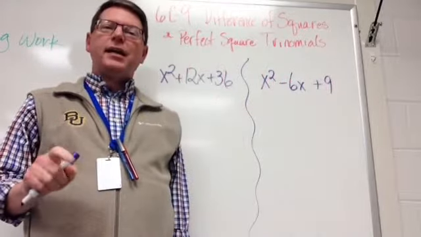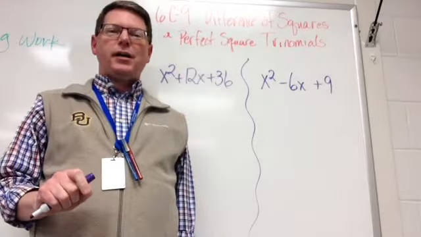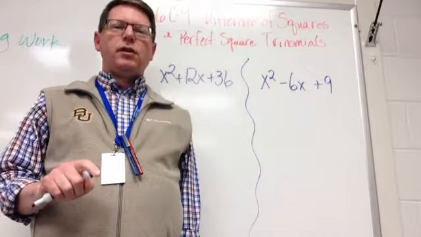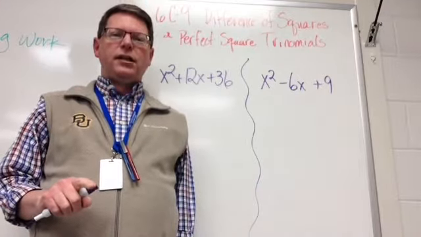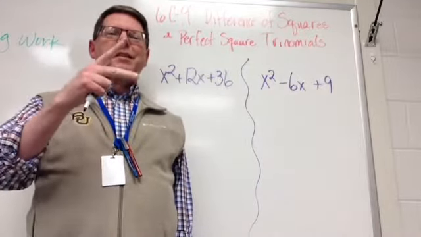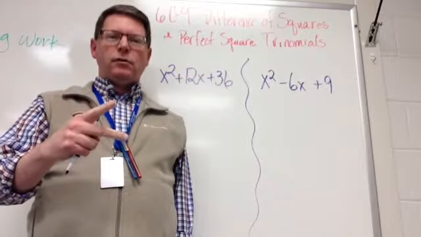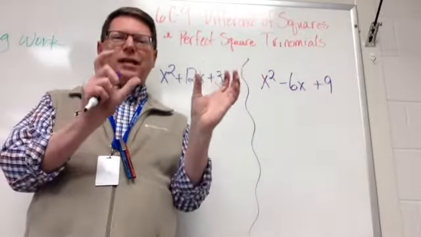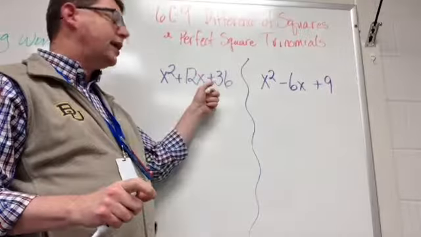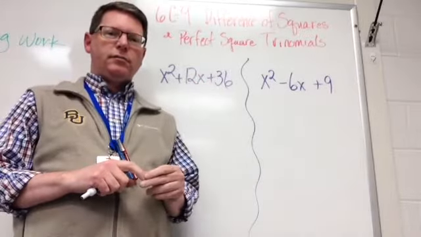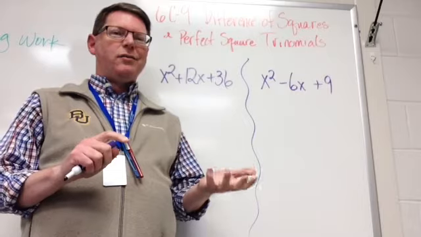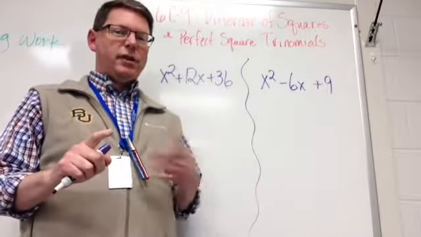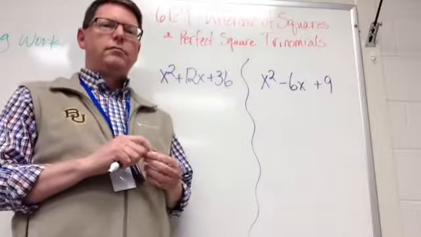The next thing we want to look at is a perfect square trinomial. A perfect square trinomial, when factored, gives you two of the same binomial. So this binomial times itself equals a perfect square trinomial. Now, how do we look at a trinomial and see if it's a perfect square? Here's what you do.